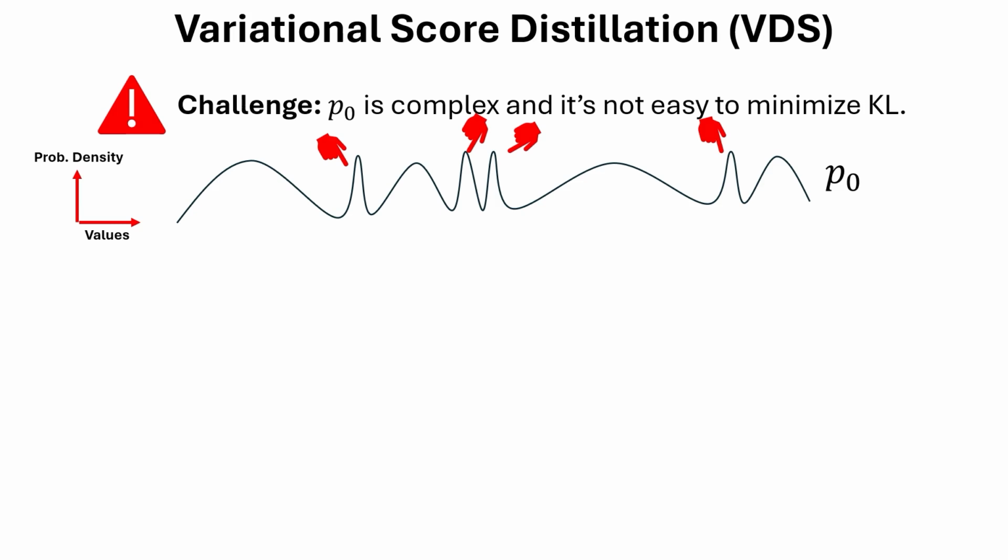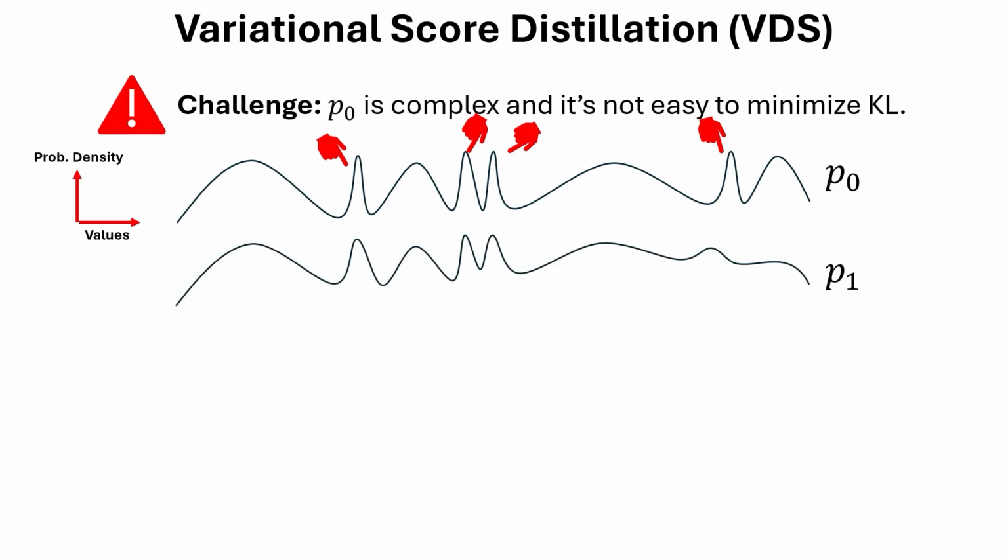But luckily, we have our diffusion objective that we can leverage. Based on the diffusion objective, as we add noise, we get something like p1. And we can see that p1 is smoother than p0.